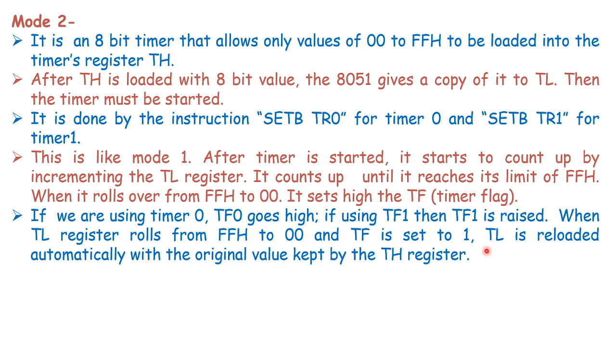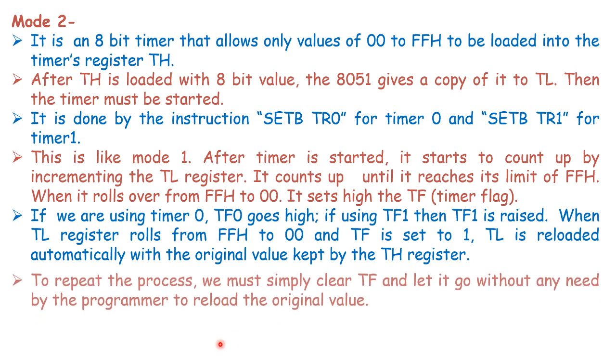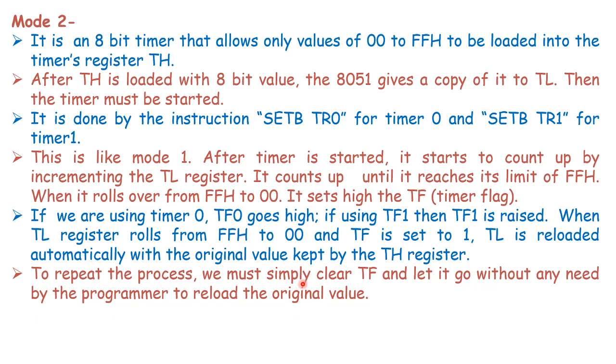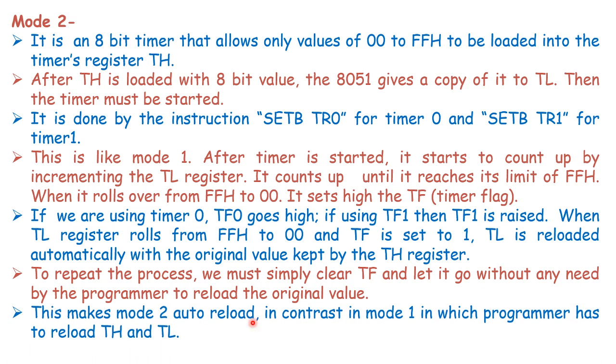When TF is set to 1, TL is reloaded automatically with the original value kept in the TH register. So this is mode 2. To repeat the process, we must simply clear TF. So the TF overflow flag will be reset, and it goes on without any need for the programmer to reload the original value. So this makes mode 2 auto reload. In contrast, in mode 1, the programmer has to reload TH and TL.